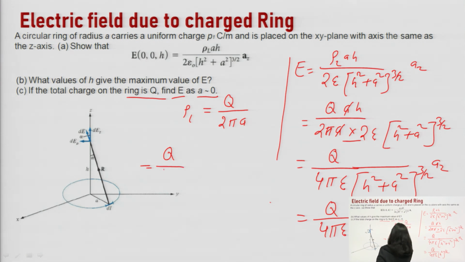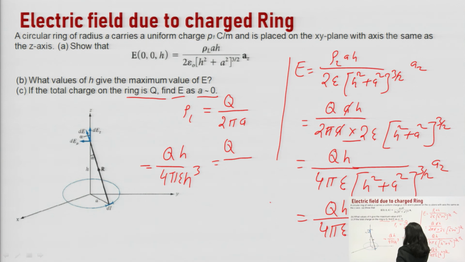q by 4 pi, here one h will be there, h q. This square and this 2 will cancel out, then we will be left with this. Finally this one h and this will also cancel out, then we will get 4 pi epsilon h square.